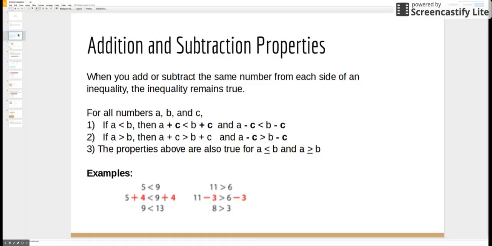Addition and subtraction properties. When you add or subtract the same number from each side of an inequality, the inequality remains true. So for example, if we have 5 is less than 9, if you were to add 4 on both sides, you would get 9 is less than 13. The inequality stays true. Same thing here. If you have 11 is greater than 6, and then you're choosing to subtract 3 on both sides, you're going to still have a true inequality. 8 is greater than 3.